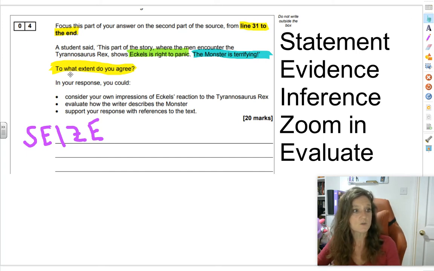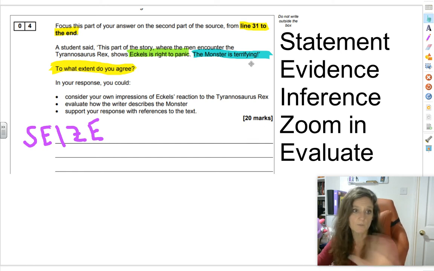And the question is, to what extent do you agree? Okay, so that's what you're answering. And in your statement, you're going to be looking at this. So your statement might be, I totally agree with the student. Eccles is right to panic because. Or you might say, I disagree. I don't think the monster is terrifying at all. I think he's rather cute and I would like to cuddle him.